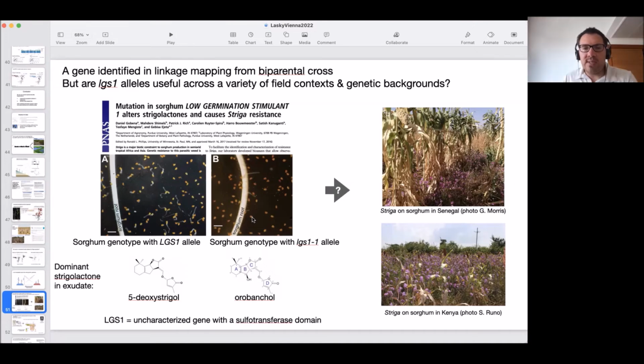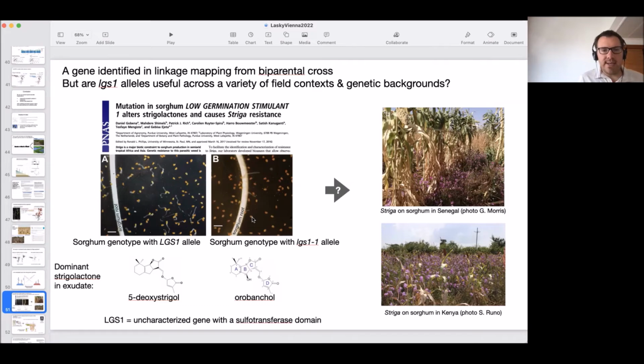Now, what we were wondering though is, the study that published this identified these natural variants from a biparental cross and did a lot of the experimentation in the lab. One field site, I think, was involved. But sort of the broader question that I think we were able to ask with some of the population genomic data is, are these resistance alleles useful in a variety of contexts? That is, a variety of environmental contexts, because there's all this high dimensional environmental variation out there across Africa. And also, perhaps, is this resistance allele useful in a variety of genetic backgrounds? Because there could be some potential negative interactions with certain genetic backgrounds.